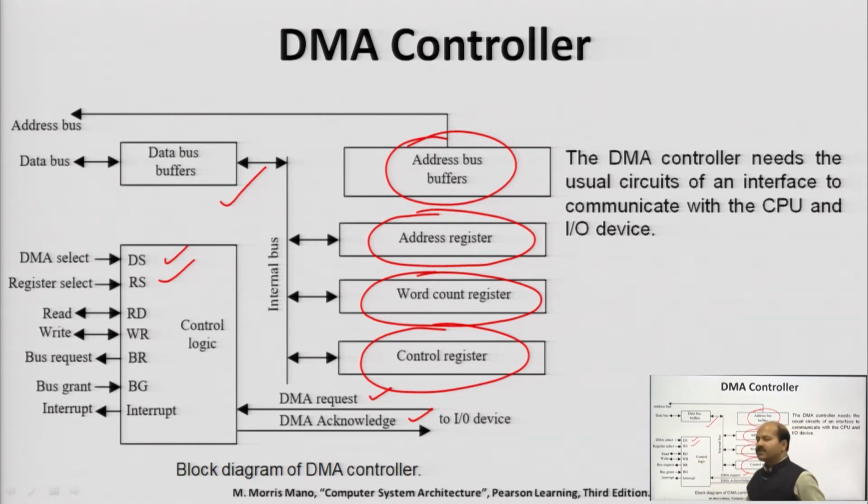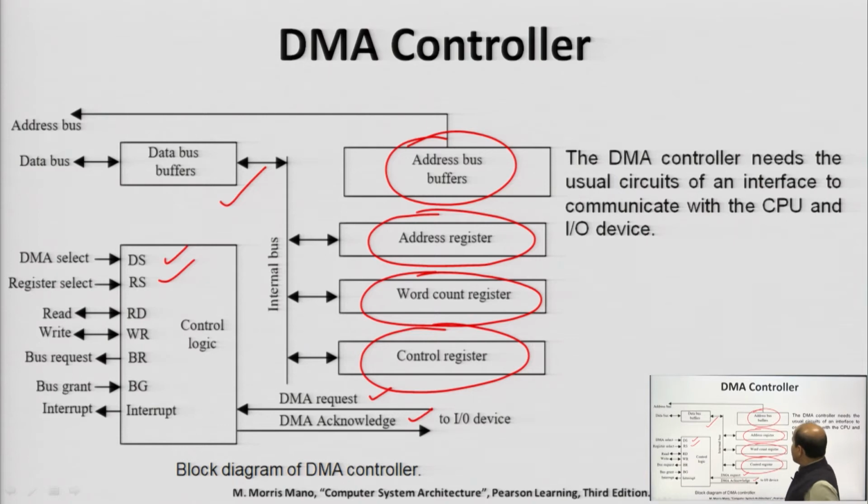These are various signals or connections given in this block diagram. DMA select is used to enable the DMA, or to inform the DMA for data transfer. This DS signal is issued by the CPU to inform the DMA that you can now start the input output operation.